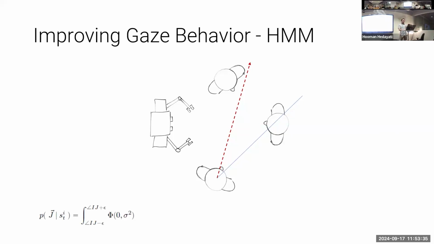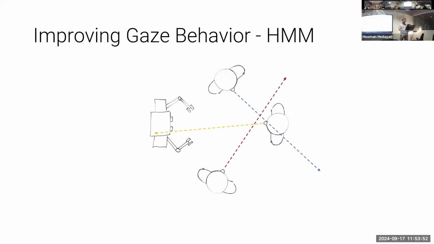So we gave a Gaussian normal distribution for the gaze and the probability of who is going to be the focus of attention. And after that, with a set of observations, so knowing the gaze of all the people in the scene, we tried to calculate the probability of each person being the focus of attention.